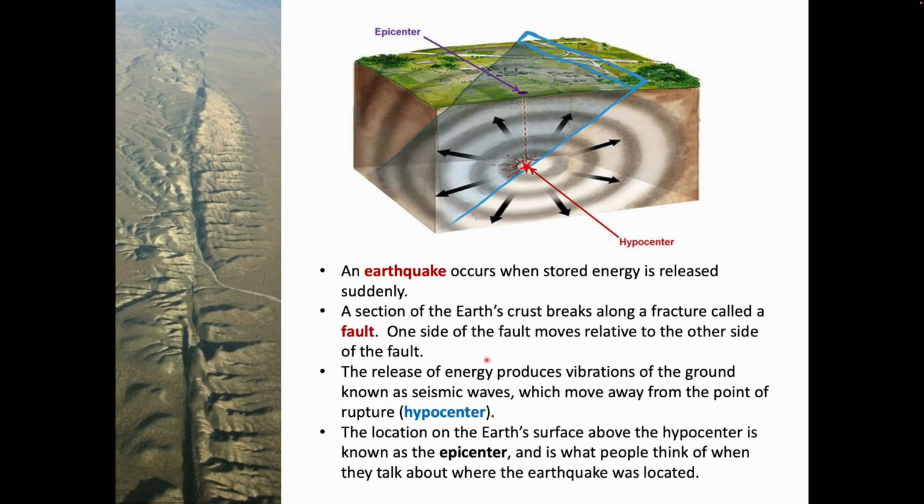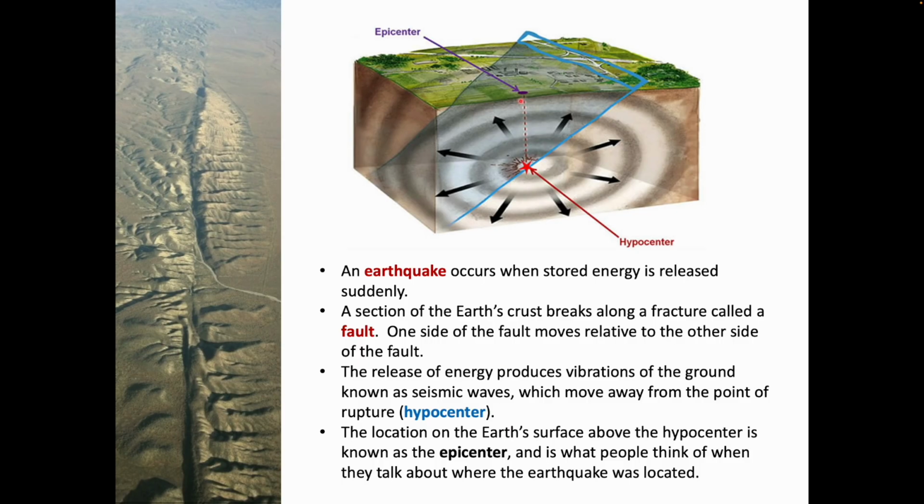This releases energy, which produces vibrations of the ground known as seismic waves, which radiate out from the point of rupture, which is the hypocenter. That's our new featured word for this lecture: hypocenter. That is the actual point at which the earthquake begins, deep underground.